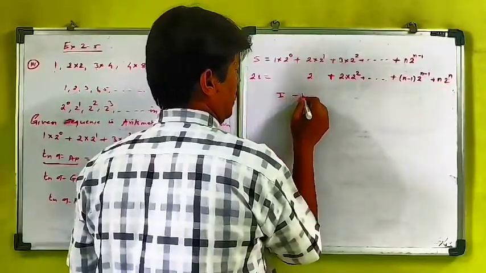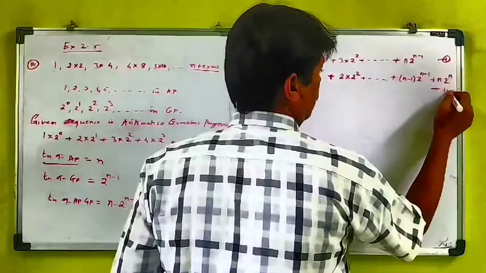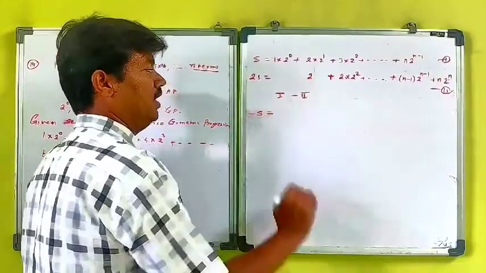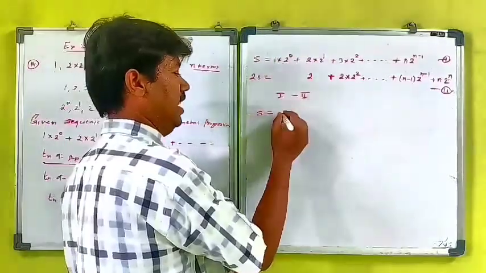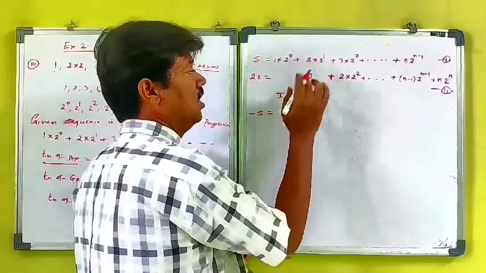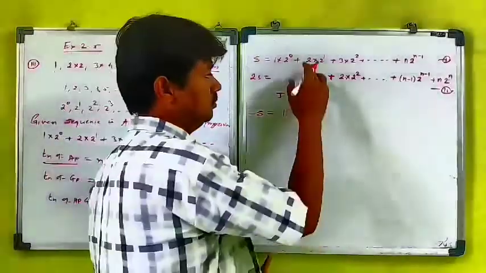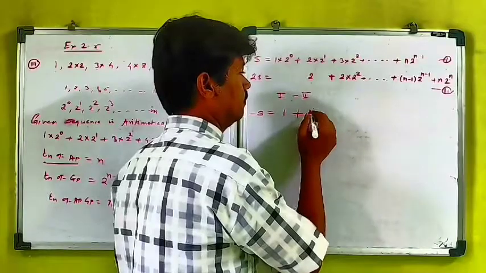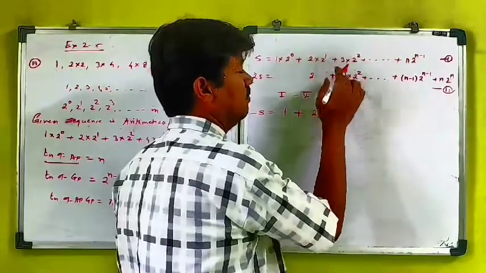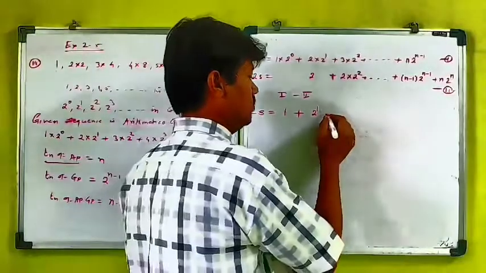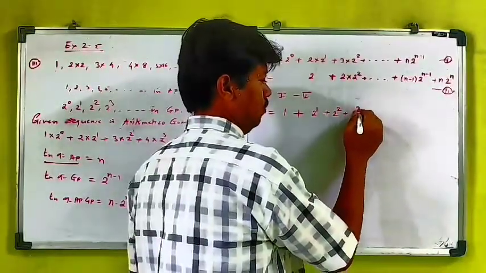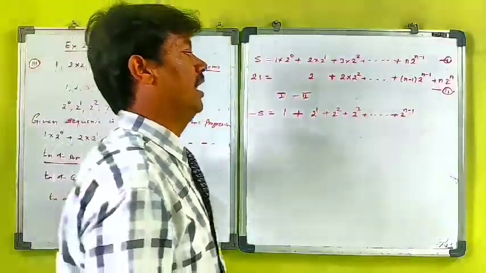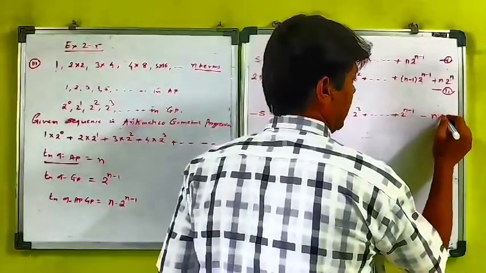Subtracting, that is 1 minus 2. This is, say, equation 1, this is equation 2. So 1 minus 2, s minus 2s will give you simply minus s. The first term is as it is, which is 1. The next term is 2, this is 4 minus this, so that is 2, it is 2 raised to 1. This is 2 square, 2 cube, up to 2 raised to n minus 1. And this minus n 2 raised to n.